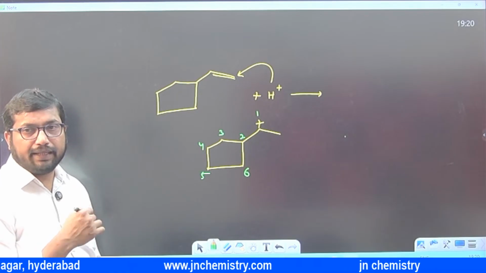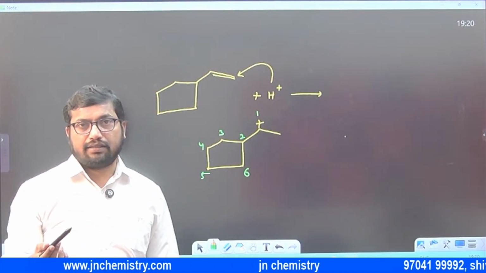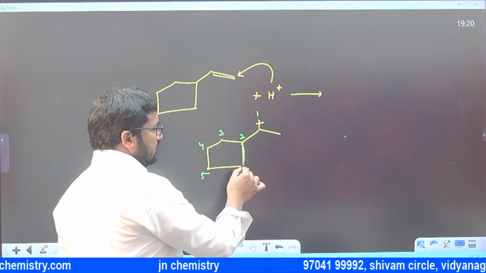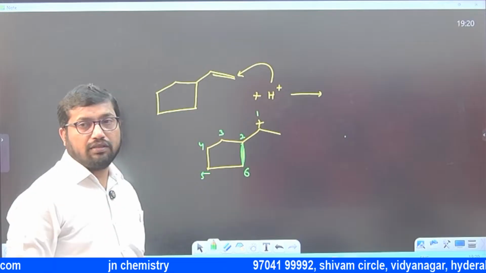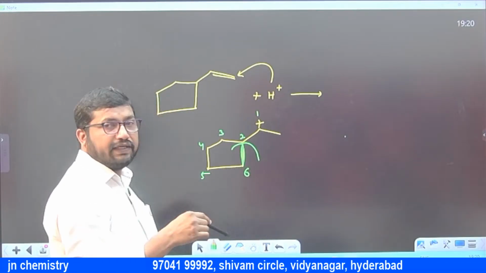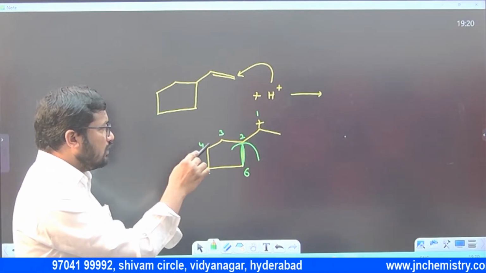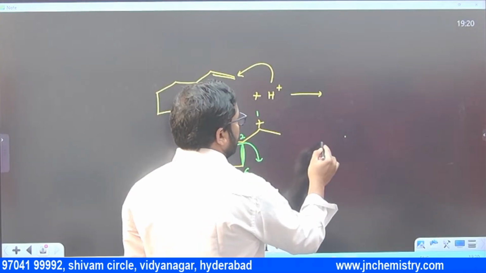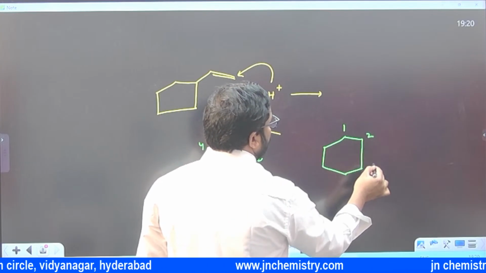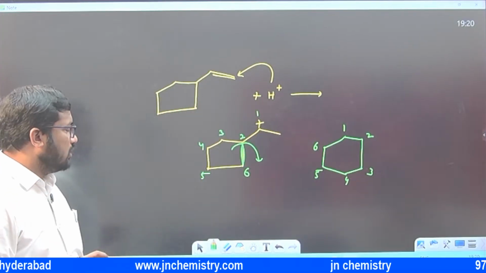Give the numbering like this: 1, 2, 3, 4, 5, 6. So the 5-membered ring becomes a 6-membered ring, right? Particularly, I'm taking 2 and 6. For example, the bond is breaking now. Heterolytic cleavage: 6 will get the negative charge. That negative charge goes to attack at the first carbon. So directly we get a 6-membered ring: 1, 2, 3, 4, 5, 6. Write as you wish, no issues.